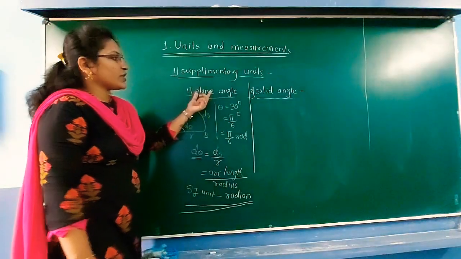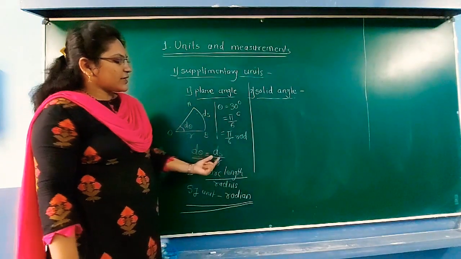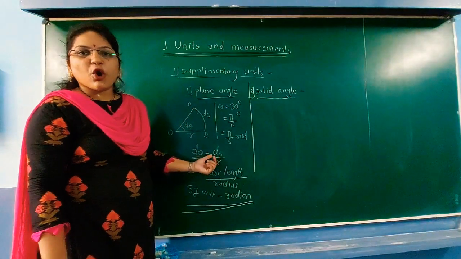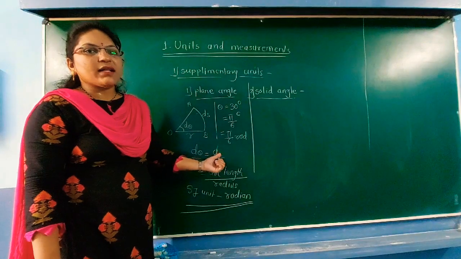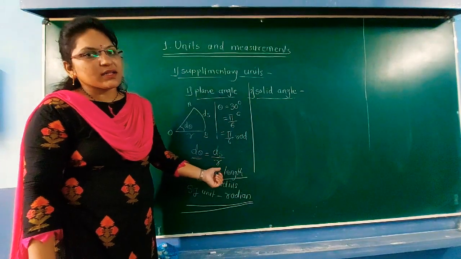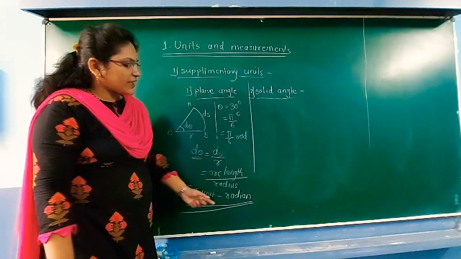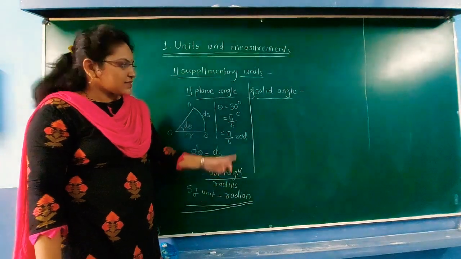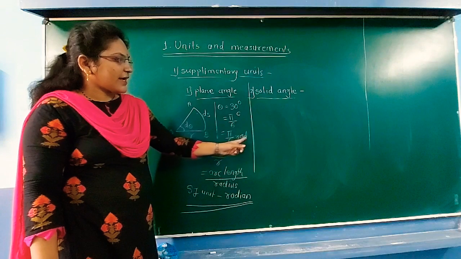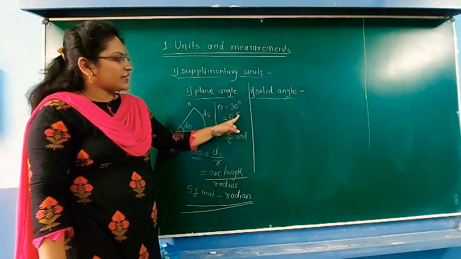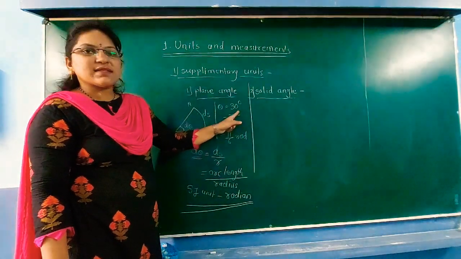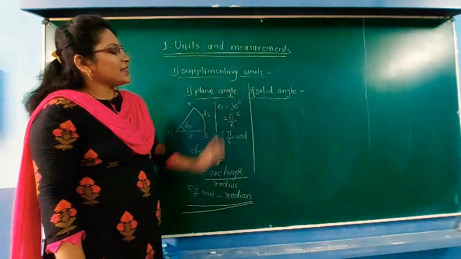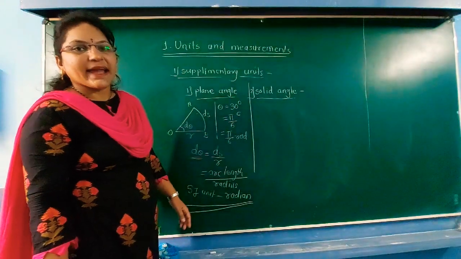Okay, understood what is plane angle? It is defined as the ratio of arc length of the circle to the radius of the circle. The SI unit of the plane angle is radian. The symbol of radian is rad, or it can be written as small c. Okay, then what is the solid angle?